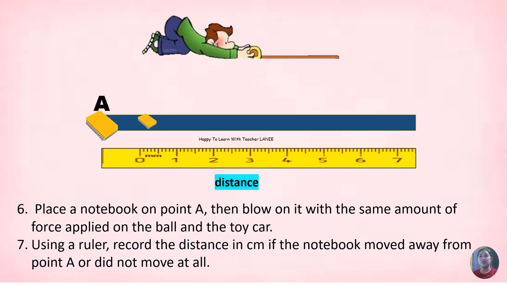Number 8, repeat steps 1 to 7. Push the ball, the toy car, and the notebook with your fingers. Record your observations. Number 9, repeat steps 1 to 7. This time, use one side of the hardbound book as a ramp. Label its highest point as A. Put the ball, toy car, and notebook one at a time without applying any force. Observe what will happen to the ball, toy car, and notebook, and record your observations.